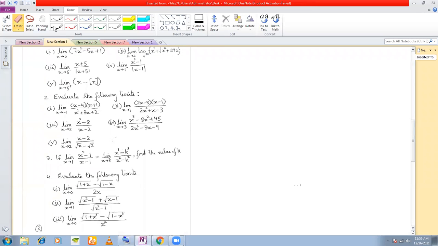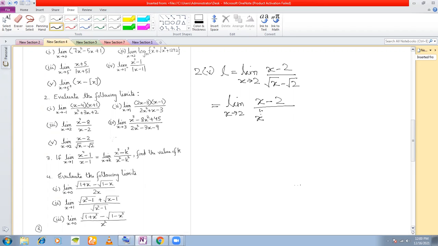Okay. Next one is number 5. Question here is limit x tends to 2, x minus 2 by root x minus root 2. Okay, so what I do here is I have limit x tends to 2. I write this as x minus 2 by x to the power of half minus 2 to the power of half.